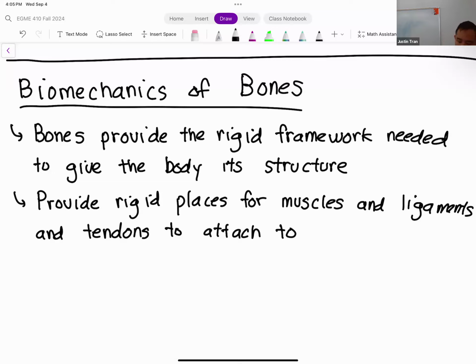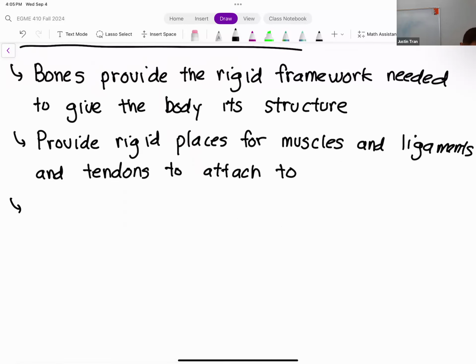They provide strength. They're like the supporting columns or supporting beams of your body, but they're also important for movement, or rather, they're responsible for allowing the muscles to generate movement. And so to perform these duties, bones have to have certain characteristics.